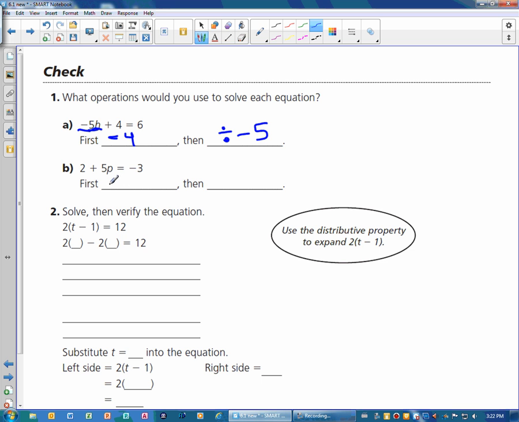Okay, B. This is attached, so we do this second. So positive 2, I will subtract 2, and then I will divide by 5.